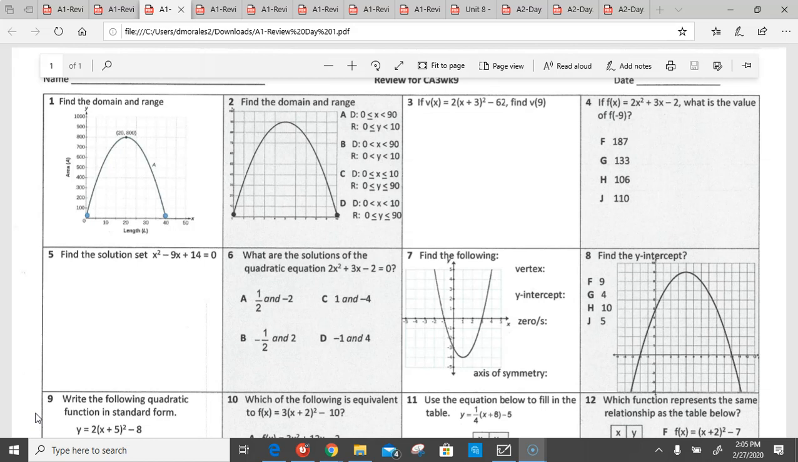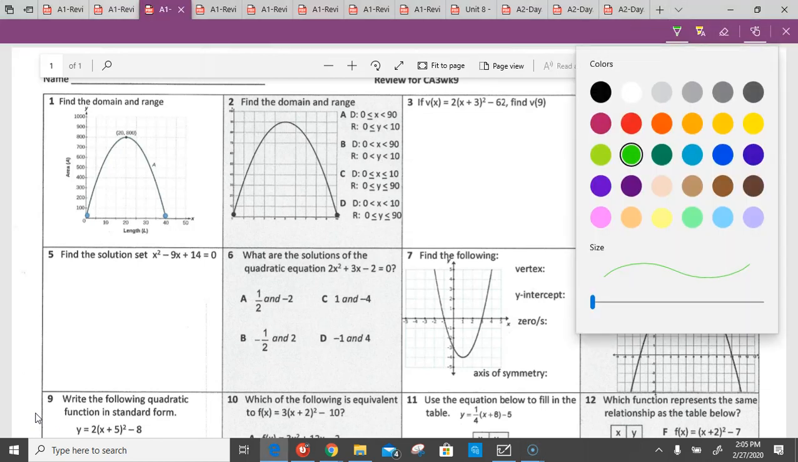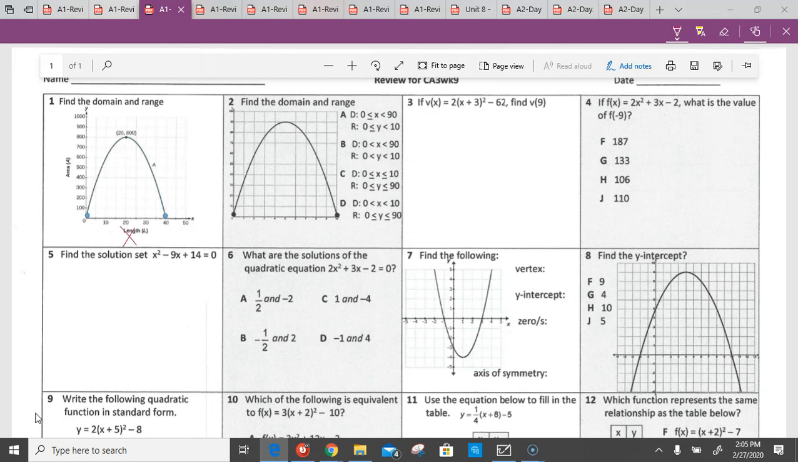Number 1, they want us to find the domain and the range of the graph that's given. So I'm going to identify the domain first. The domain is always measured on the x-axis. My dots are solid, believe it or not, so they're going to have the less than or equal to arrow. What's the furthest to the left this graph goes? Well, that'd be right here at 0. What's the furthest to the right this graph goes? Down here at 40. So from 0 to 40 and everything in between is continuous.